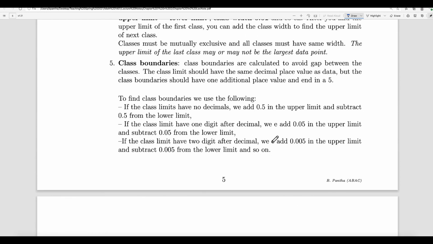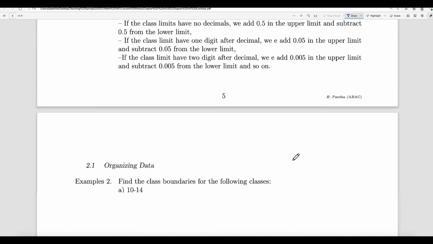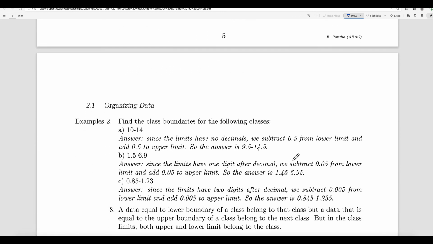If there are 2 decimals, then 0.005 and so on. Let us see an example for this, okay? Find the class boundaries for the following classes. Look at this, 10 through 14. This is the class limit.